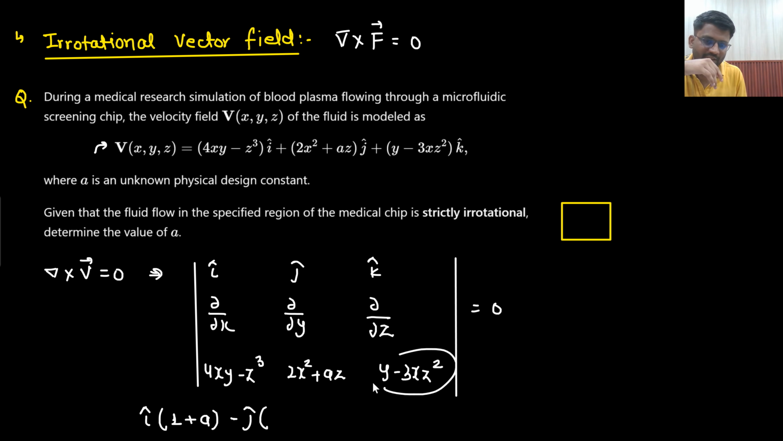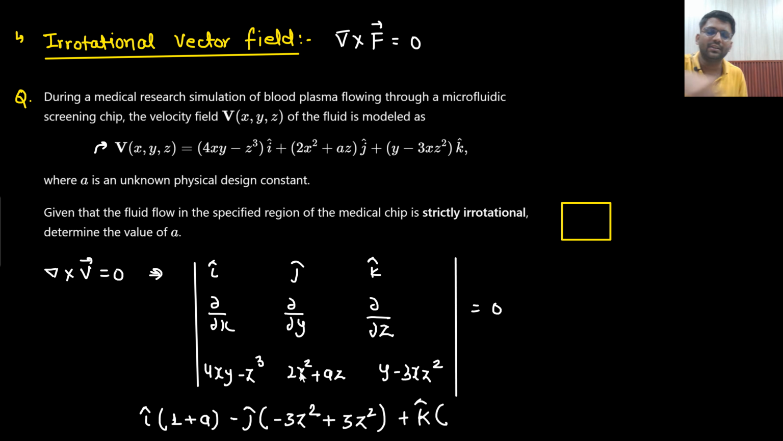If you partially differentiate this function with respect to x, then what answer will you be getting? Minus 3z square. If you partially differentiate this function with respect to z, sorry, because we are doing partial differentiation with respect to z, you will be getting minus 3z square only. So minus 3z square will be this scenario, minus plus k cap.